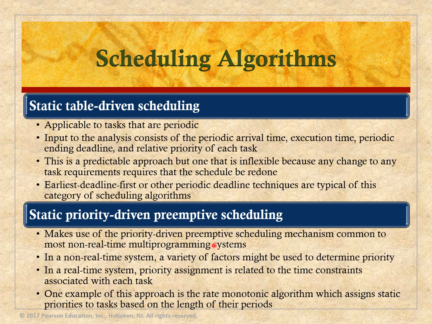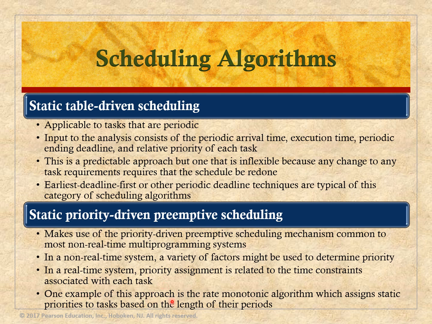The second one is static priority-driven preemptive scheduling. This makes use of the priority-driven preemptive scheduling mechanism, which is common to most non-real-time multi-programming systems. So this is applied in an offline or non-real-time system. But in real time, priority is related to the time constraint associated with each task. Meaning if the task needs to be executed one hour after it started, it needs to be finished by then.